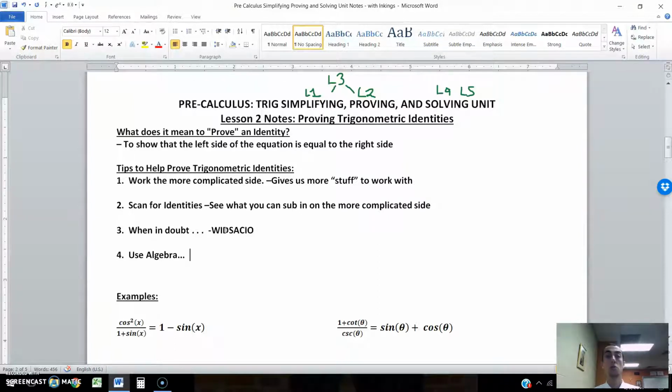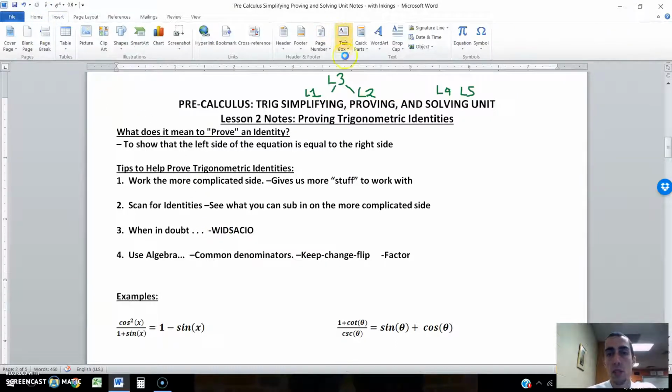Next up, use some of your algebra skills. For instance, one of the algebra skills that we used yesterday was to find and use common denominators. Another one that we used was the keep, change, flip method for turning the division of two fractions into a single fraction. Next one is one that we didn't use yesterday. We used it a lot in different levels of math, and that's factoring. Of course, there are others as well.